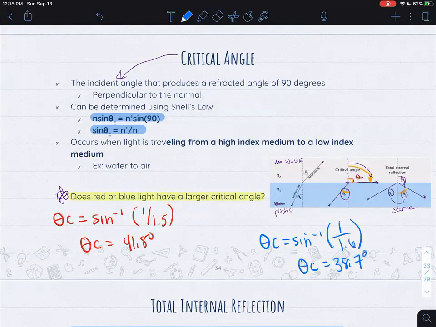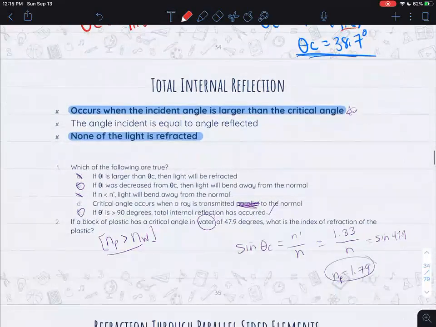So you can see that the blue light would have a smaller critical angle and the red light would have a larger critical angle. And this is assuming that they're going through the same system. So from water to air, for example. We use a different index, of course, but that's just theoretical. So that's that concept. Let's look and see if I had any other ones.